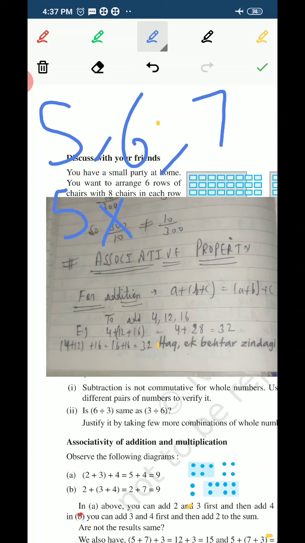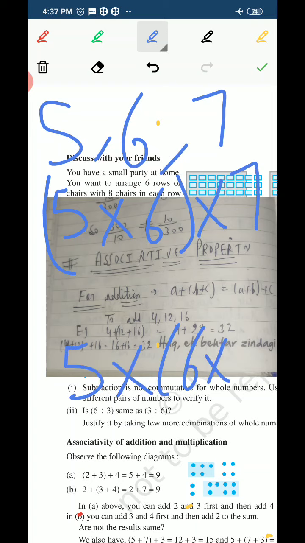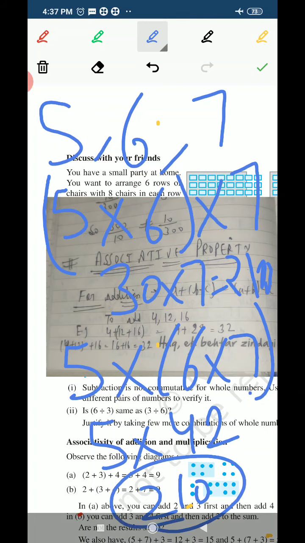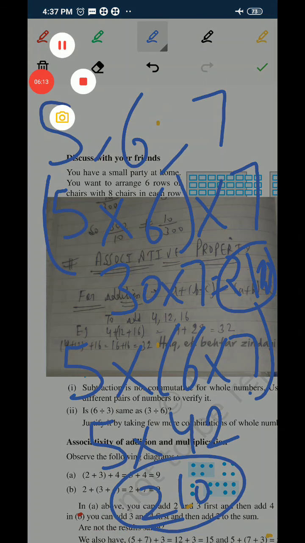We need to associate 5 and 6 with the sign of multiplication, and then this association will be multiplied with 7. Or in another way, we can associate 6 and 7, and this will be multiplied with 5. So 5 into 6 is 30, and 30 into 7 is 210. And here 6 sevens are 42, and 42 fives are 210. So in both cases the answer is the same. So it means for multiplication also the associative property is satisfied.